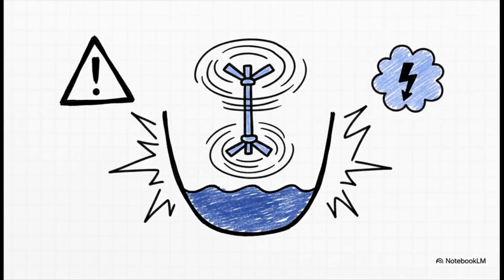Okay, on to disaster number 2. This one's about those giant mixers you see in big tanks. They're called agitators. And the big no-no?